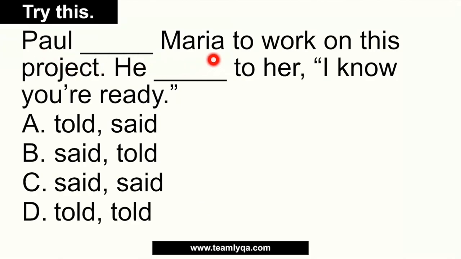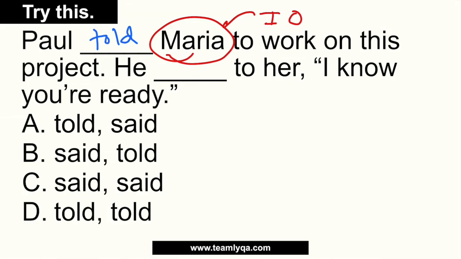Sabi niya, Paul blank Maria. Na ano yung sumunod dun sa blank? Sumunod sa blank ay si Maria. Sino siya? Yung siya yung pinagsabihan. So, ito ay yung I-O. Directly kasunod. So, we could say na Paul told Maria. Okay, Paul told Maria. Hindi na pwede to, hindi na to pwede, dalawa na lang sila.